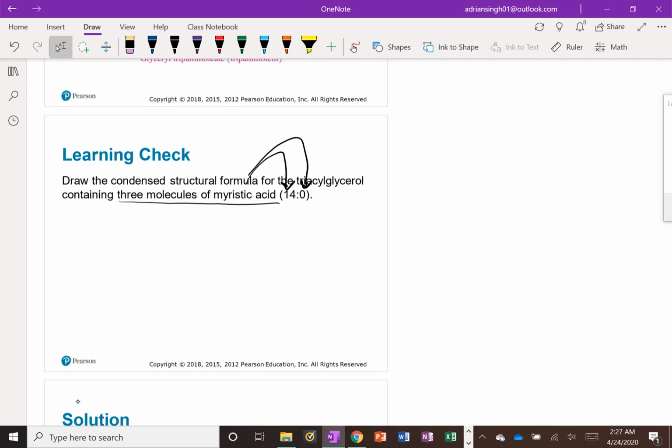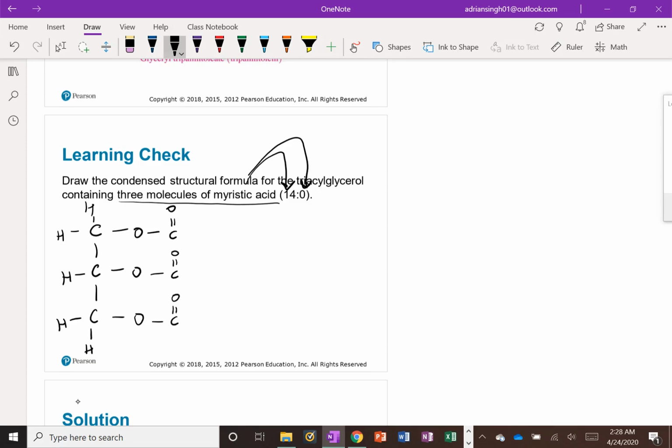So we're going to start with the glycerol backbone. We have our C, C, and C. We have our H's. Right, and then all we're going to do is draw that ester bond. So there's our O connected to a C double bond O. And then we have 14 carbons in each of these. This C double bond O here counts as 1, so we have 13 more.